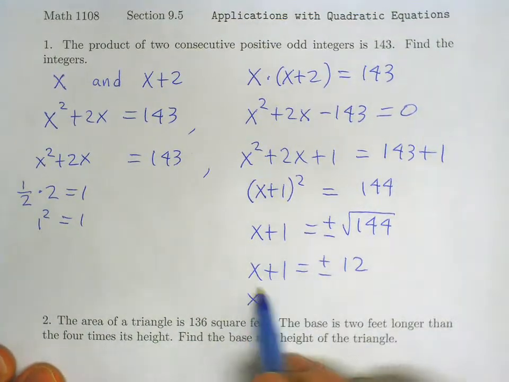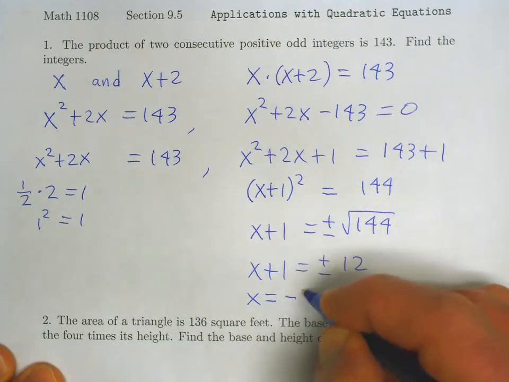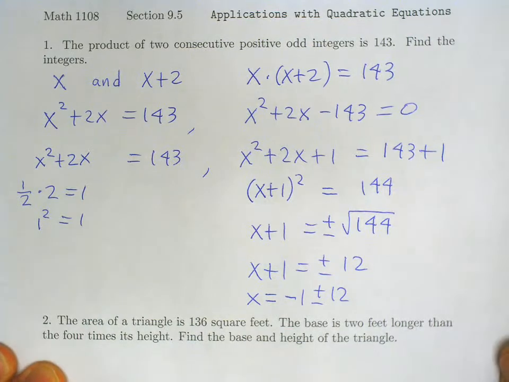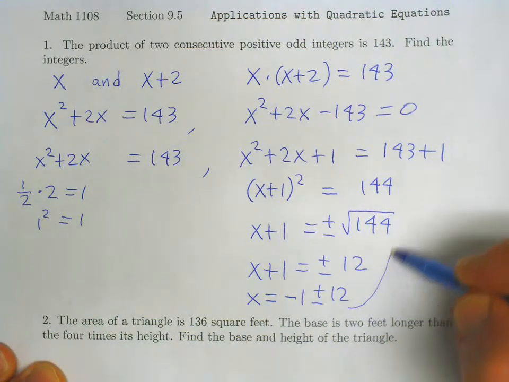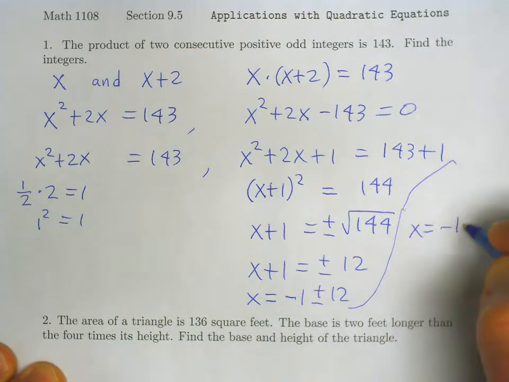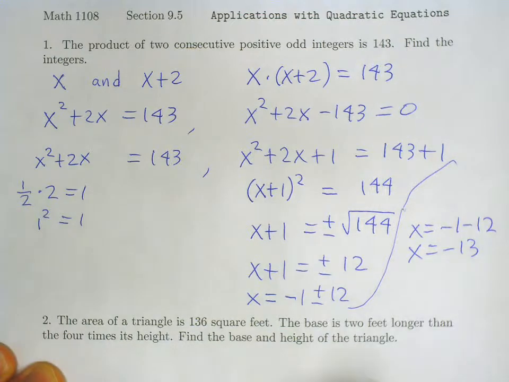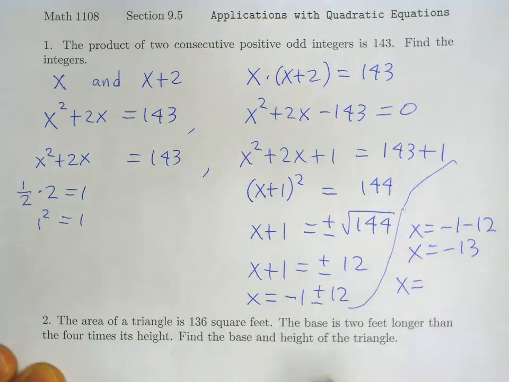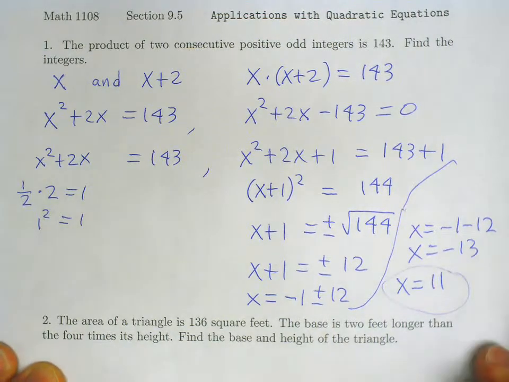So we'll subtract 1 from both sides and write it as x equals negative 1 plus and minus 12. Okay, the quadratic equation, one solution is x equals negative 1 minus 12, or x equals negative 13. The other solution is x equals negative 1 plus 12, or positive 11.